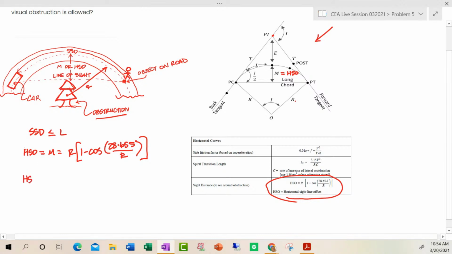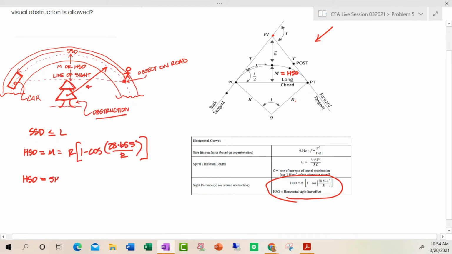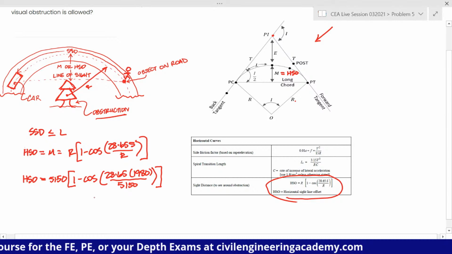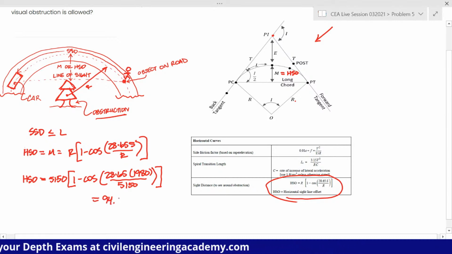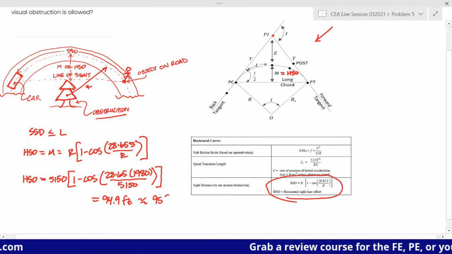Okay, so now it's just a plug and chug type problem. So we've got 5150, that's our radius, times 1 minus the cosine of 28.65 times 1980, and that's all divided by our radius, which was 5150. Put a bracket around that one and then another bracket. And you should come up with 94.9 feet, which I would probably just say that's close enough to 95 feet.